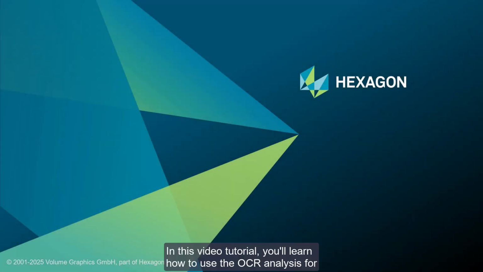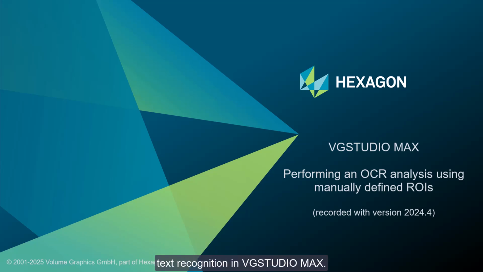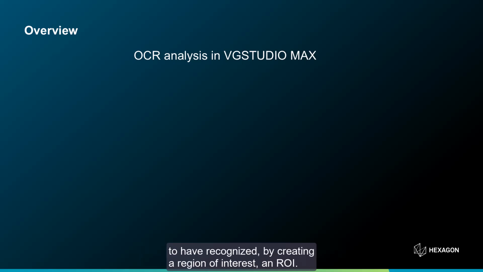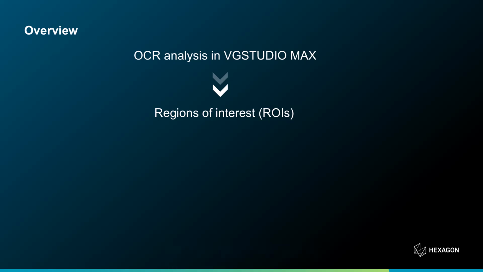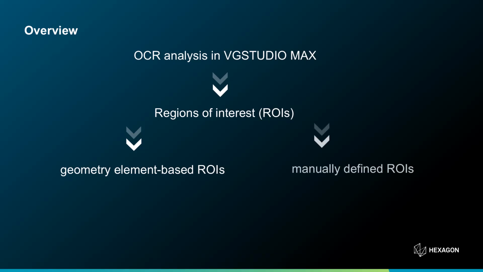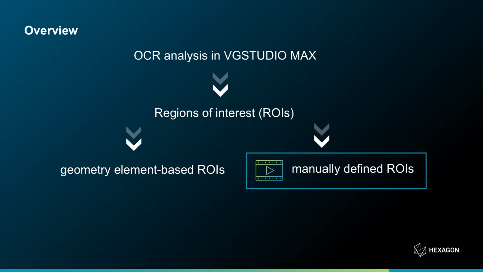In this video tutorial, you'll learn how to use the OCR analysis for text recognition in VGSTUDIO MAX. To perform an OCR analysis in VGSTUDIO MAX, you capture the text you want to have recognized by creating a region of interest, an ROI. There are two approaches to create the ROI: on the basis of a geometry element, or defining the ROI manually. In this video, I will show you how to create ROIs manually.